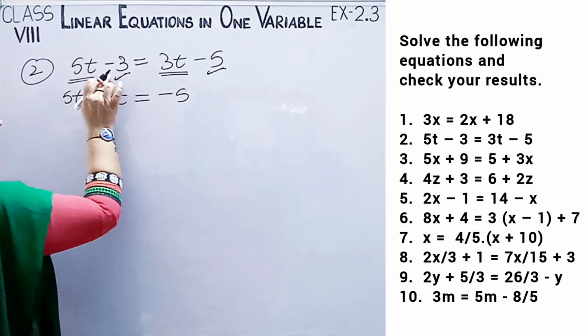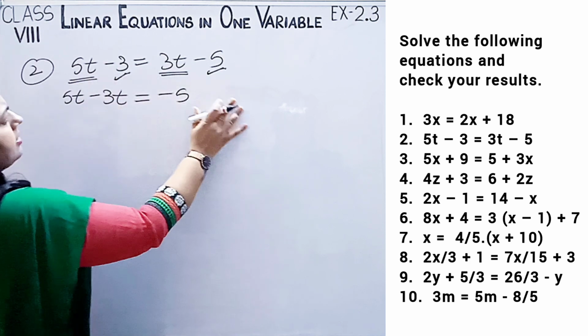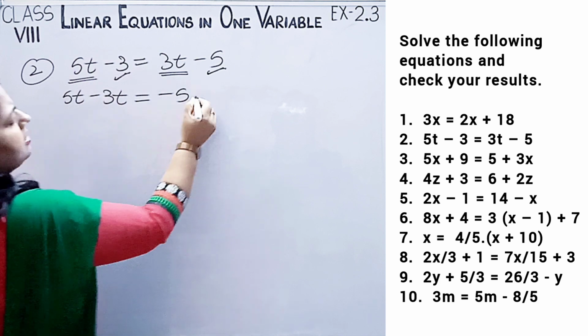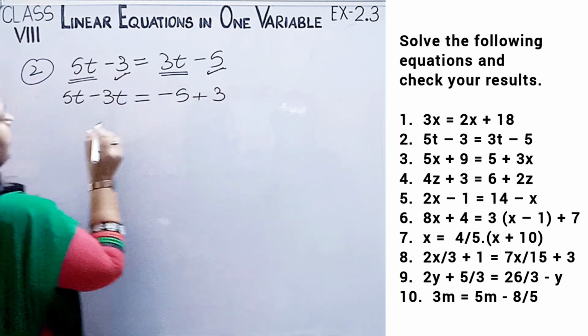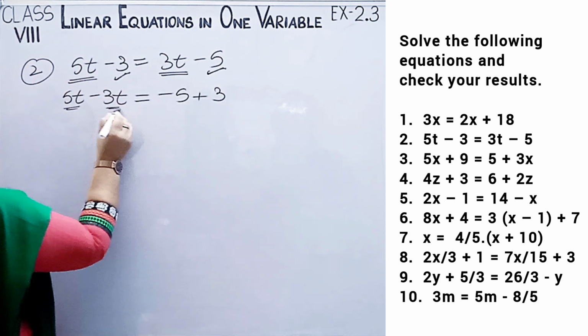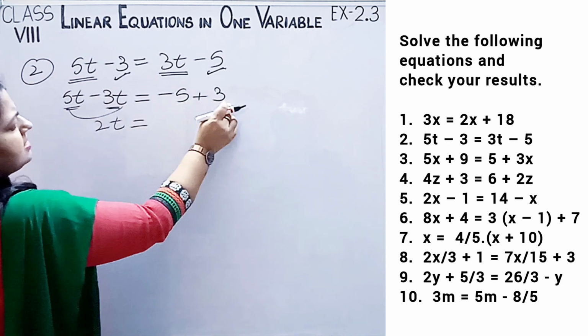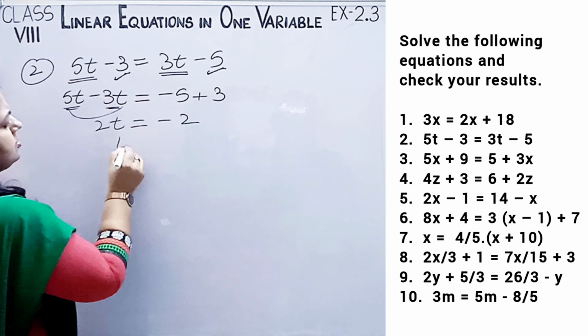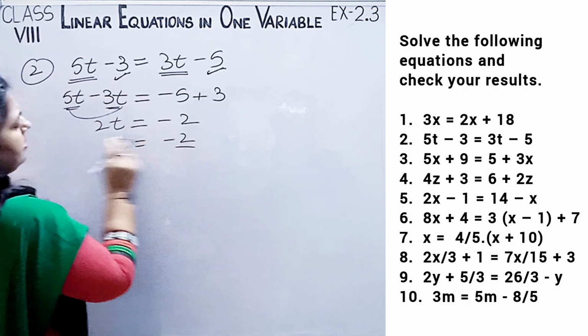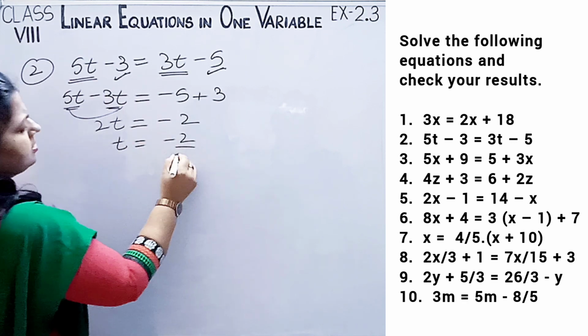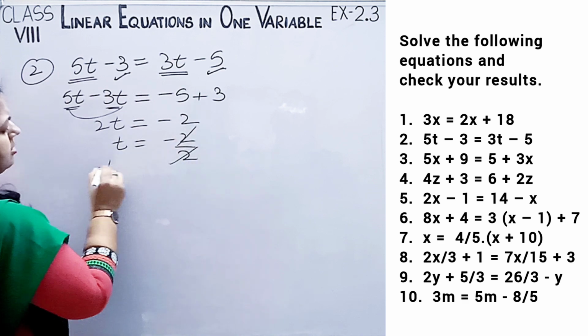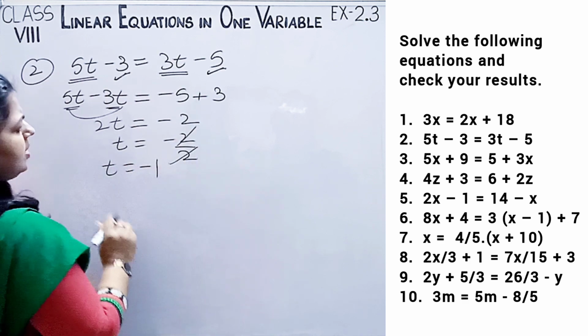Now minus 3 will transpose from left to right. So minus, it will become plus. Now 5t minus 3t is 2t equal to minus 5 plus 3, minus 2. So 2t equal to minus 2. This 2 will transpose from left to right and cancel out. t equal to minus 1.